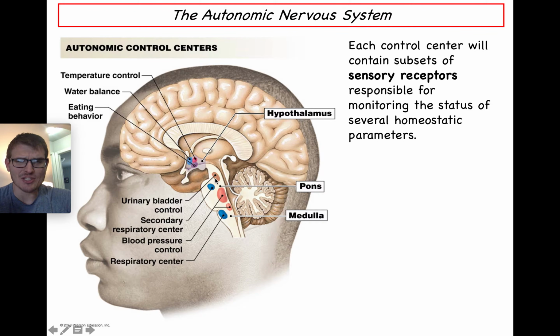For the rest of the semester, most of what we'll be talking about are these control centers here in the pons and the medulla. So take a look at these. Urinary bladder control center, secondary respiratory control center, blood pressure control center, respiratory control center, vasomotor control center. So those control centers that you find in the pons and the medulla, they're going to help you regulate cardiovascular stuff, circulation stuff, urinary function stuff, respiration stuff.